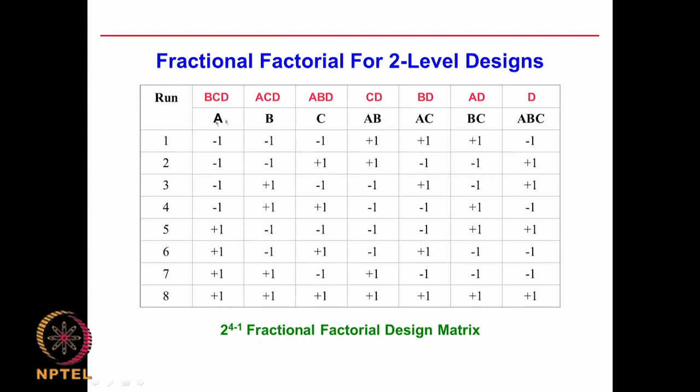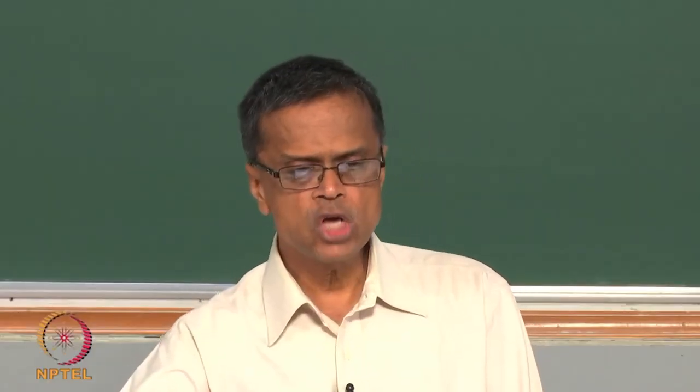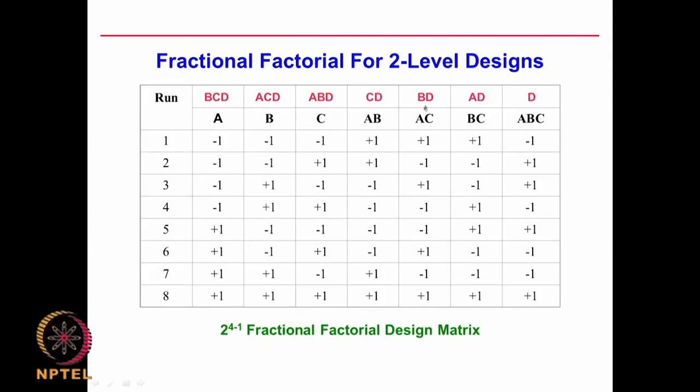Same thing for the main effects also, they are confounded with 3 factor interaction, and that is not a big problem because generally we do not observe any 3 factor interaction. So, whatever change we see because of main effect, we are sure that it is because of the main effect only. You understand? So, we have lost some information which is not of very big significance unless there is some problem here.